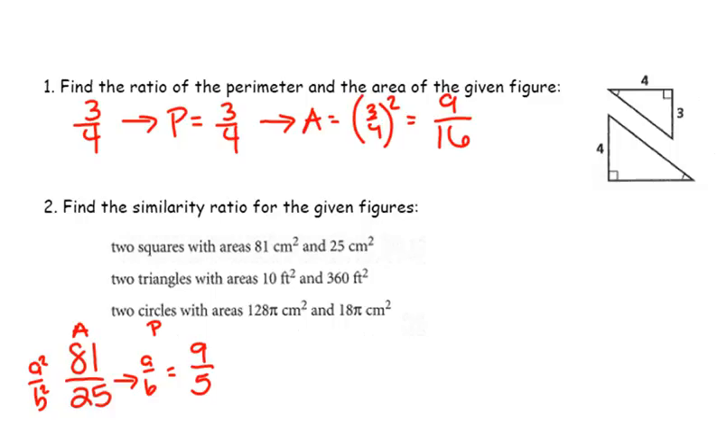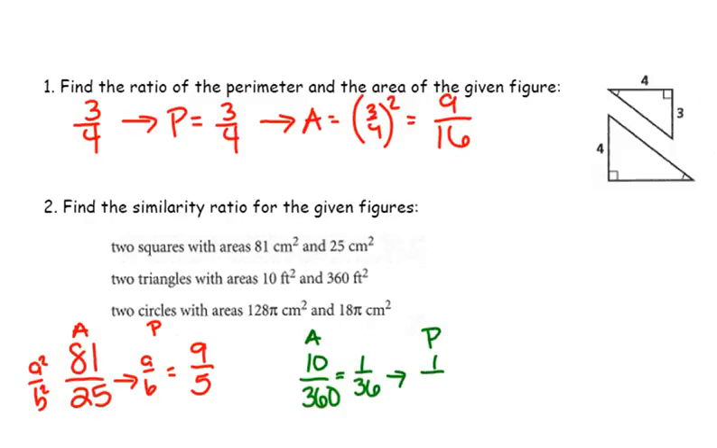If I move on to my next one, and we have an area ratio of 10 to 360. Now these are not perfect squares. However, I can reduce this, and if I reduce it, I get 1 over 36, and these are perfect squares, which means that for my perimeter ratio, it's easier to take the square root.